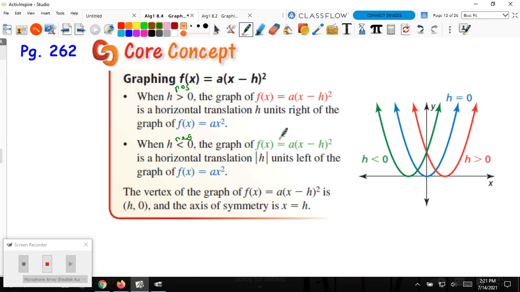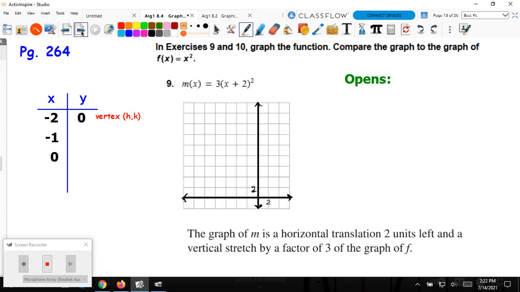And then we're also going to be able to graph the A here, where we're going to look at the A pattern. We talked about the A pattern before. We'll do that. So the vertex of the graph here is going to be H comma 0, because there is going to be no K on this one. So K would be 0. That's our K there. So the K number is just going to be 0 if we don't see something plus or minus in the back. All right, let's go ahead and try number 9.